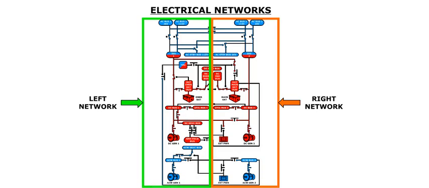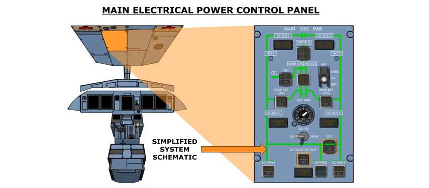The electrical system is divided into the left and right networks. These two networks normally operate independently, but can be connected together through bus-tie contactors in the event of a failure. The controls and indicators for the electrical system are found on the main electrical power control panel located on the overhead panel. A simplified schematic of the electrical system is etched into the panel.